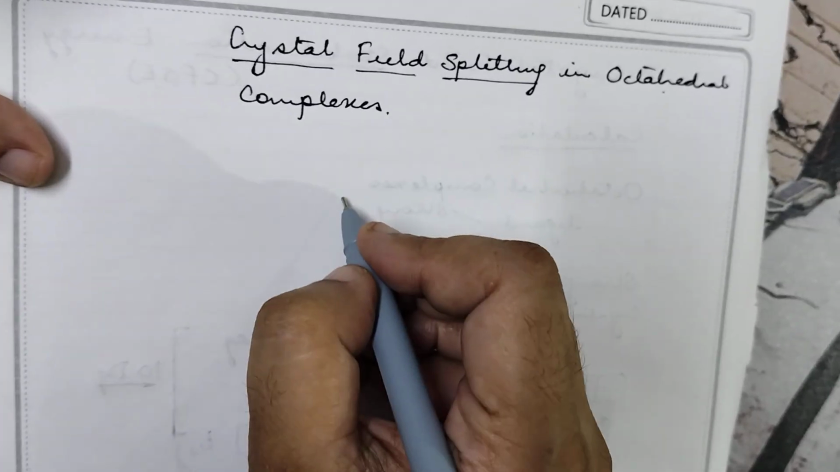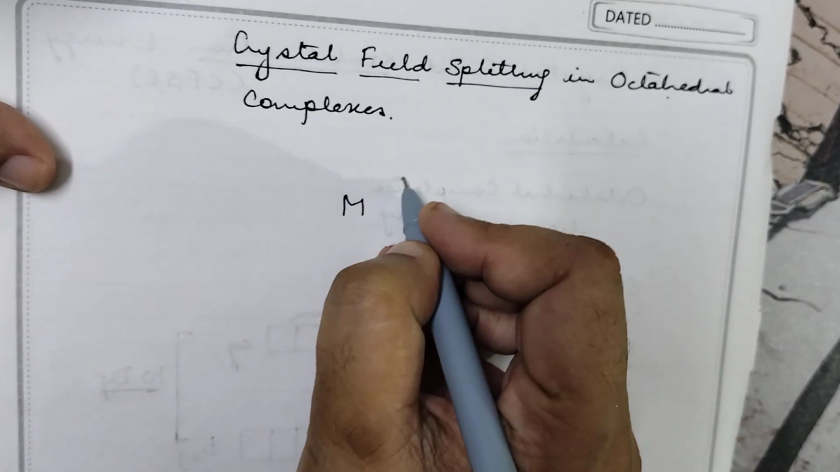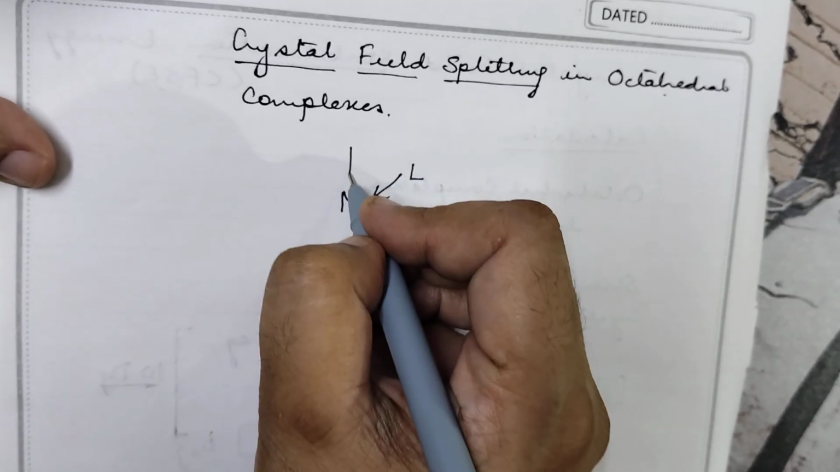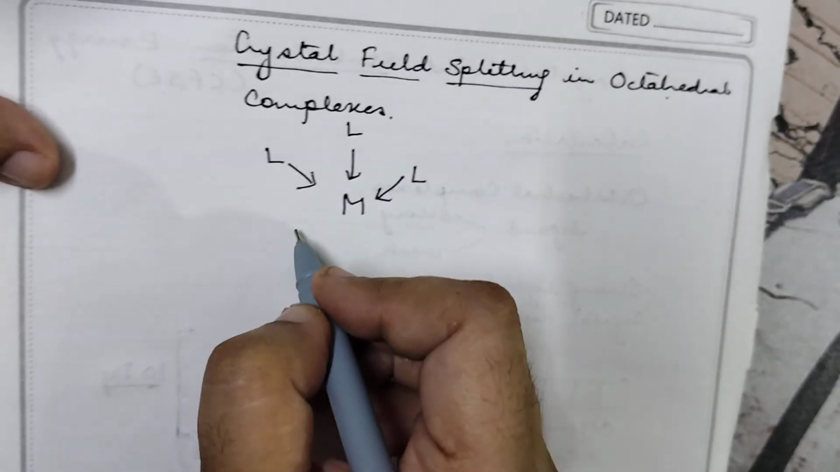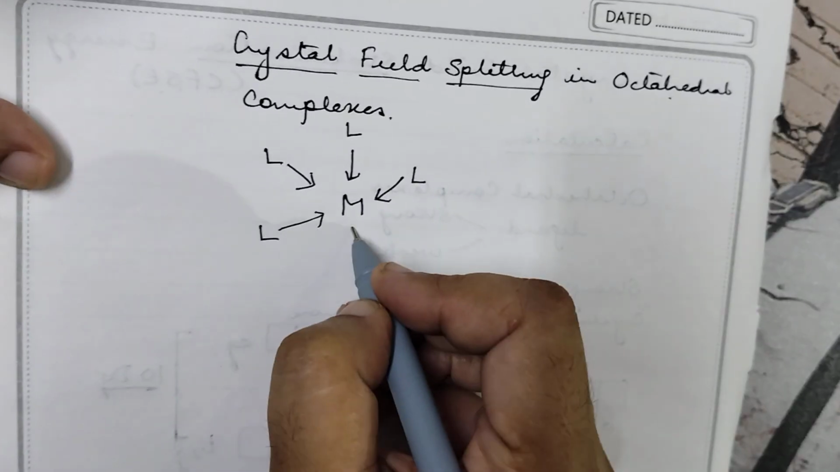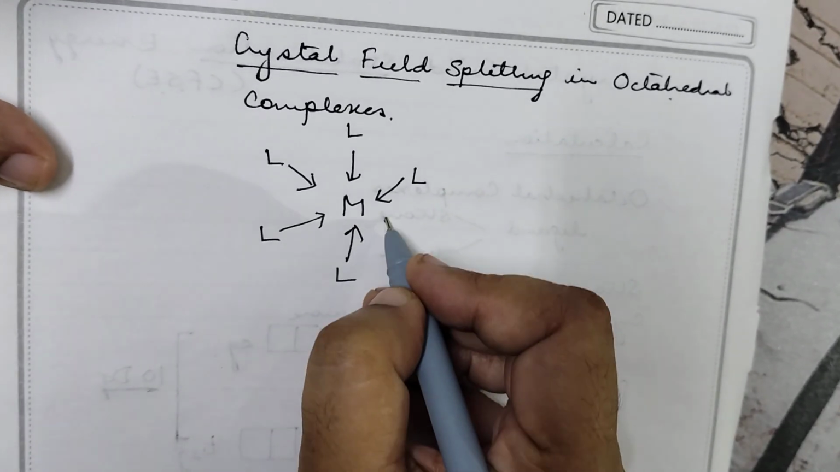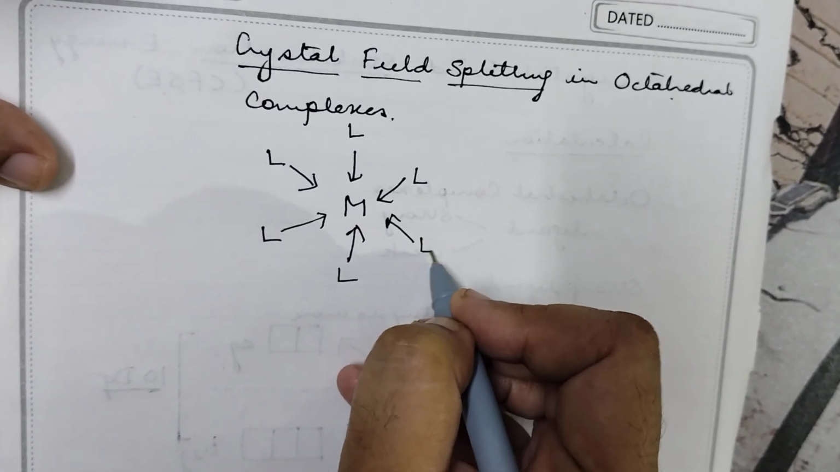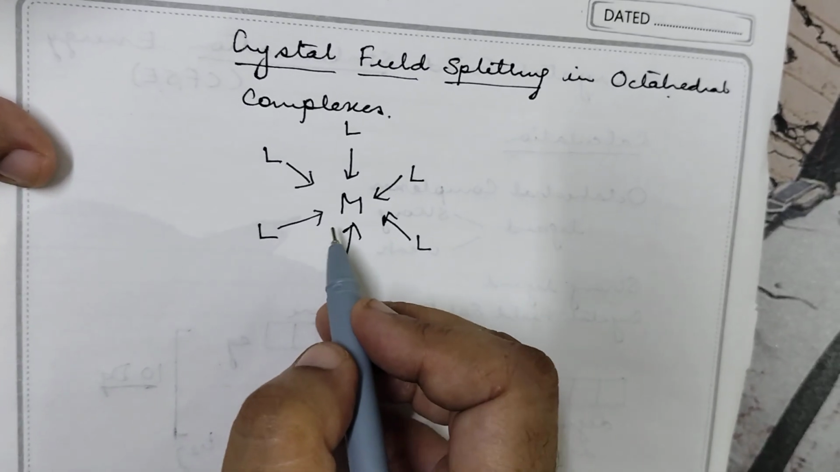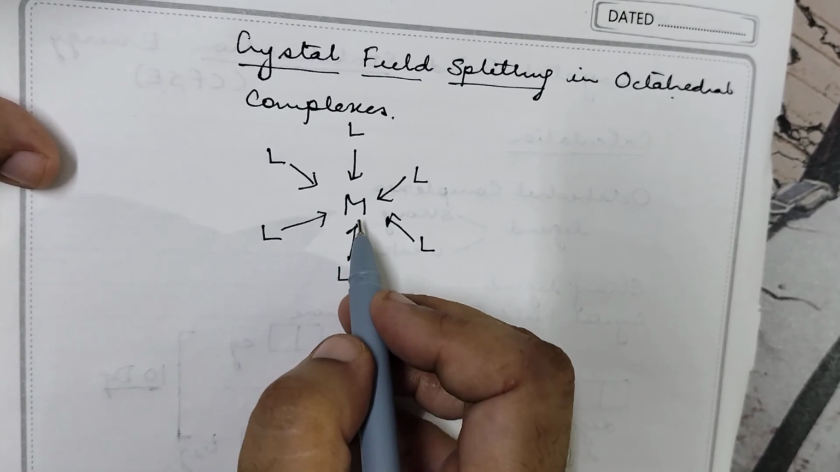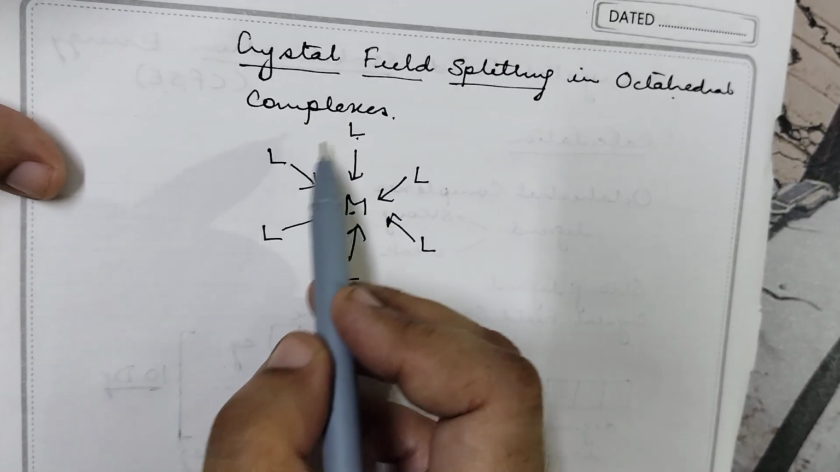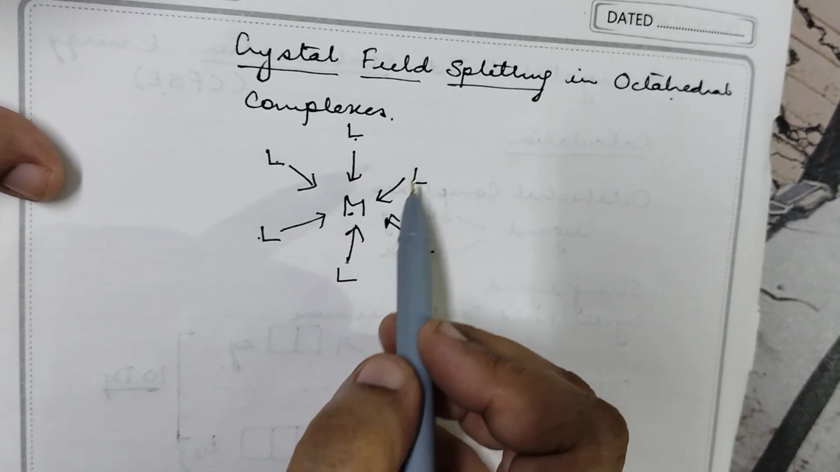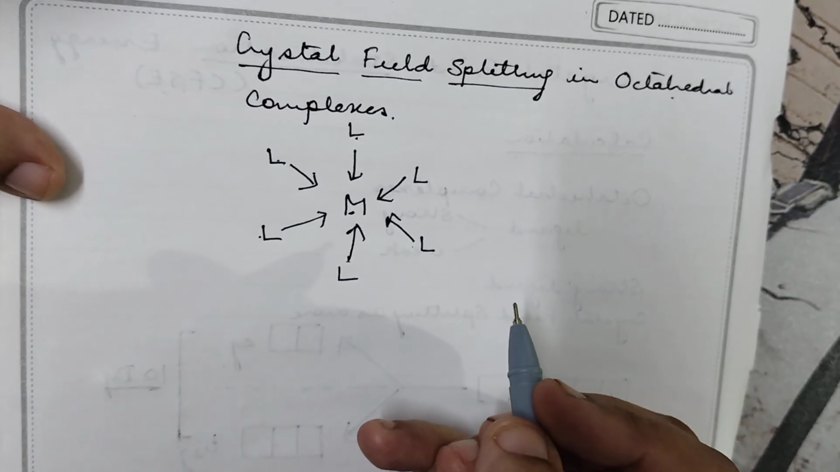a complex, the central metal is approached by certain ligands. For example, the central metal is M here, and a number of ligands come close to this M and they form the coordinate bond with central metal. So, central metal is approached by ligands for formation of the octahedral complexes.